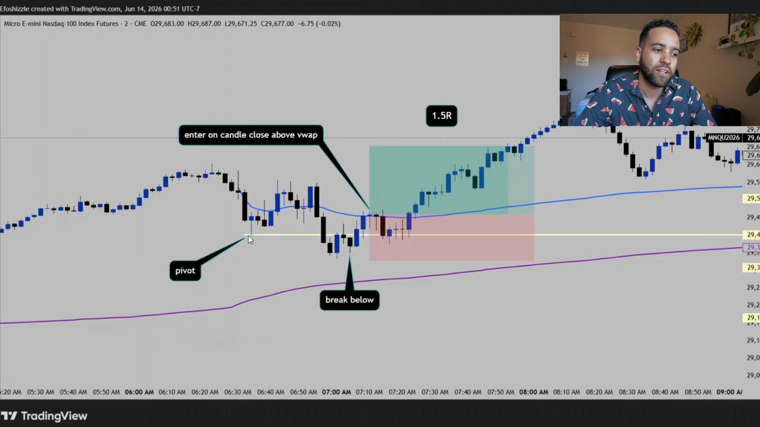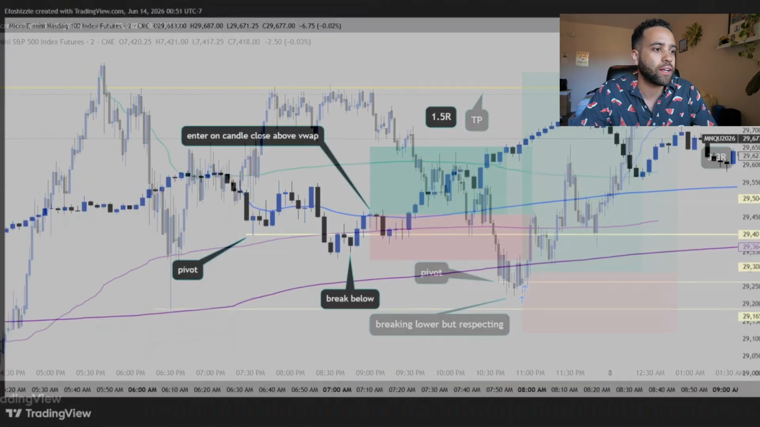I basically mark out my pivots and I wait for a break lower or break higher. If it's a short, a re-entry on or above the VWAP. And that was 6:08 Monday, the ideal.